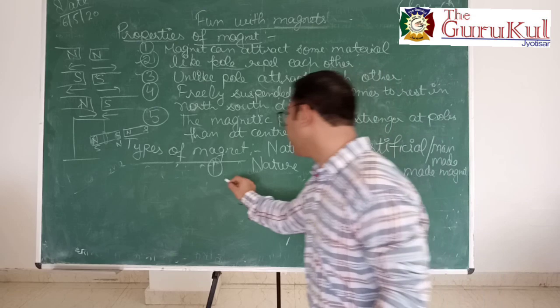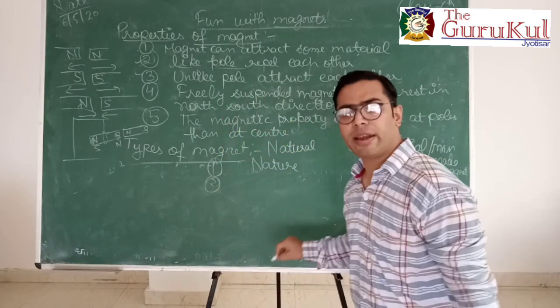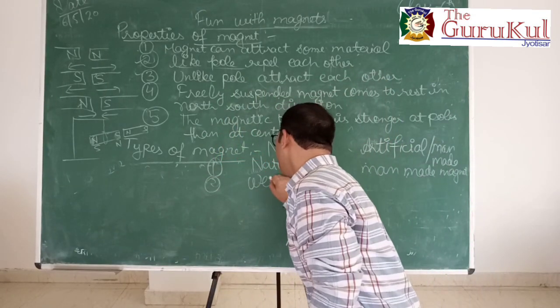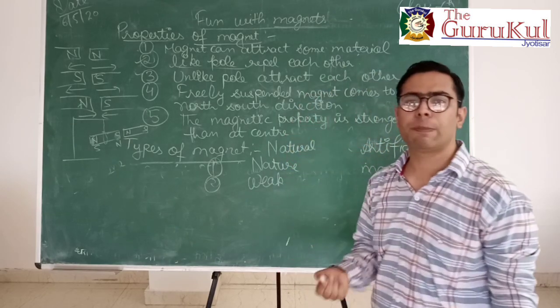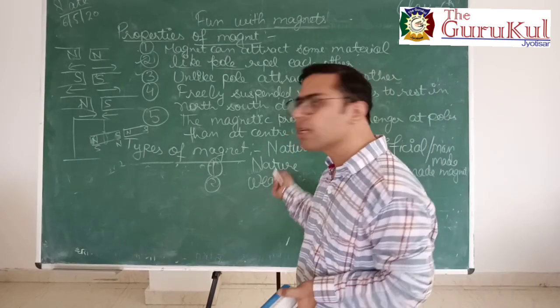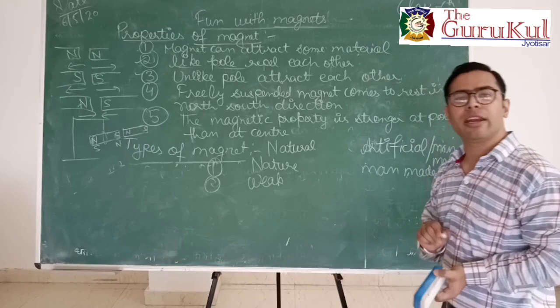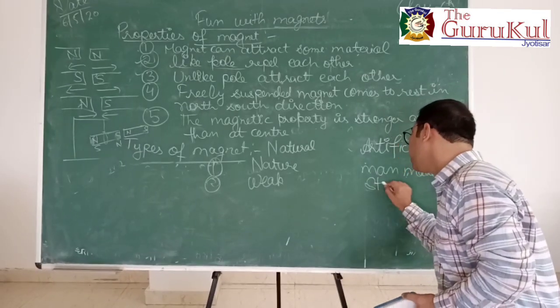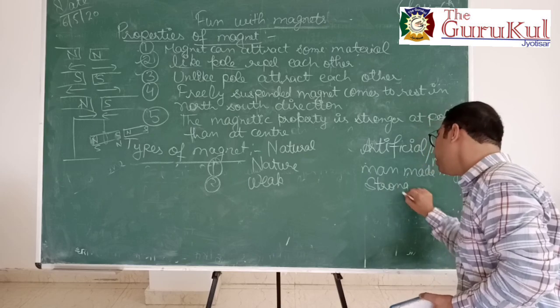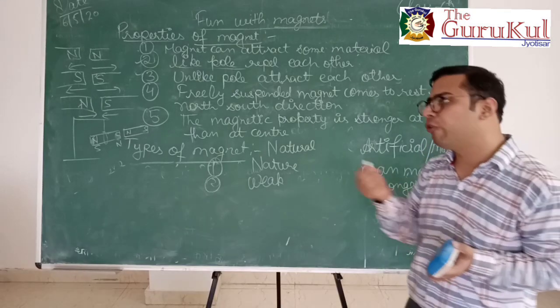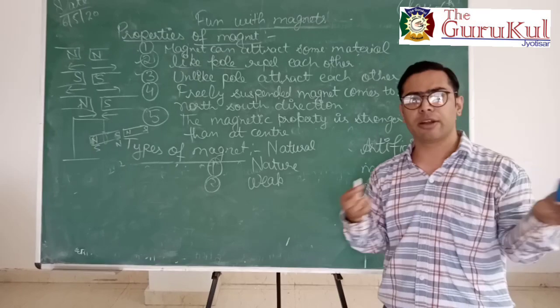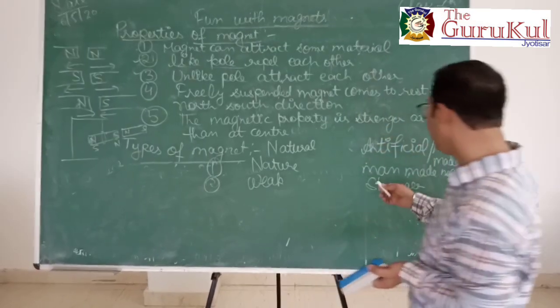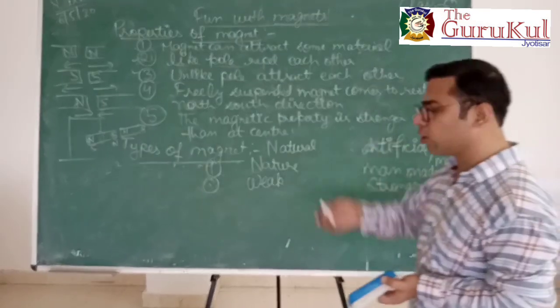Now, second point, natural magnets have a weak power of attraction and weak power of repulsion. Means natural magnets are weak in nature, while artificial magnets are stronger in nature. They are much stronger, means they repel with a high power and they attract with a strong power. Okay, so artificial magnets are stronger.